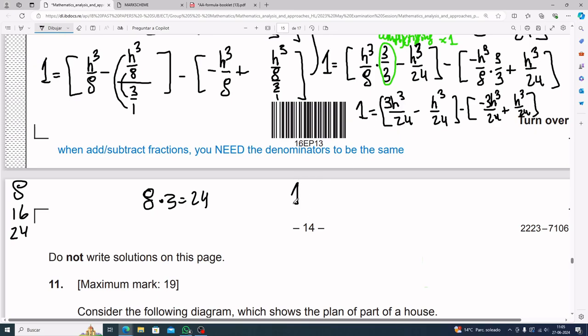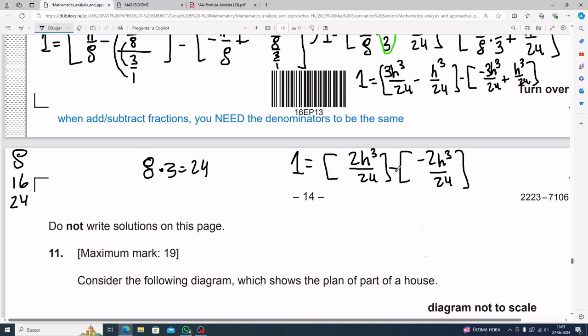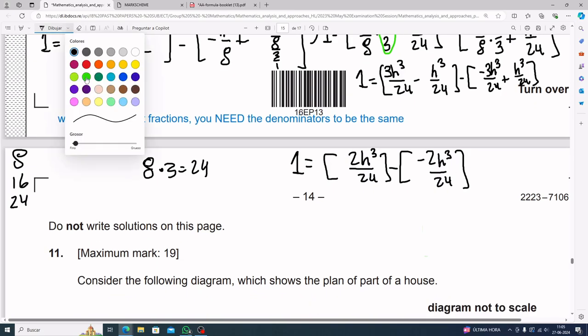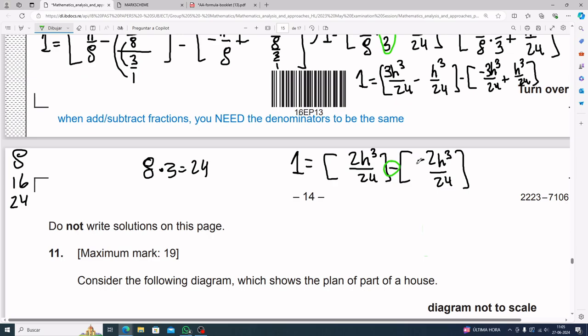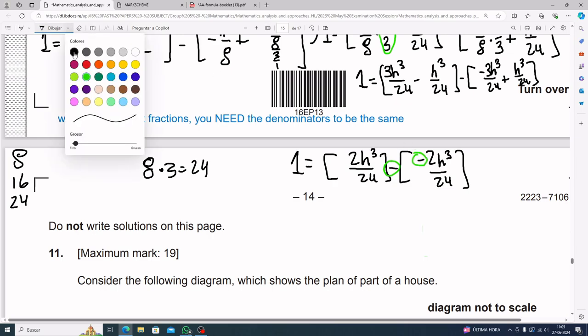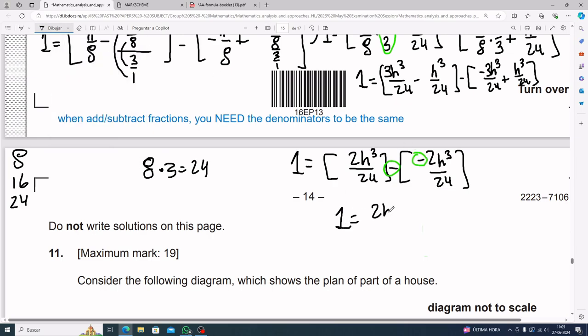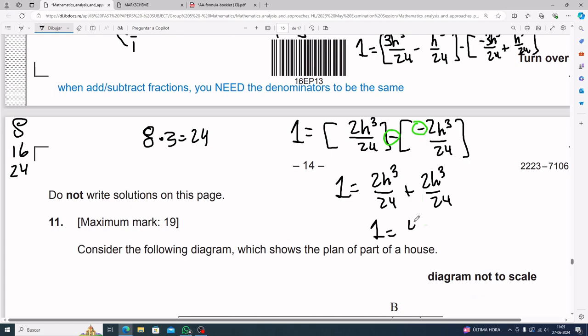So the parentheses on the left, okay, it's going to be 2h cubed divided by 24 minus the parentheses on the right, which is going to be negative 2h cubed divided by 24. See? Now, because these two parentheses are separated by a small minus, this minus affects this minus, so really what you end up with is 1 equals 2h cubed divided by 24 plus 2h cubed divided by 24. So you end up with 1 equals 4h cubed divided by 24.